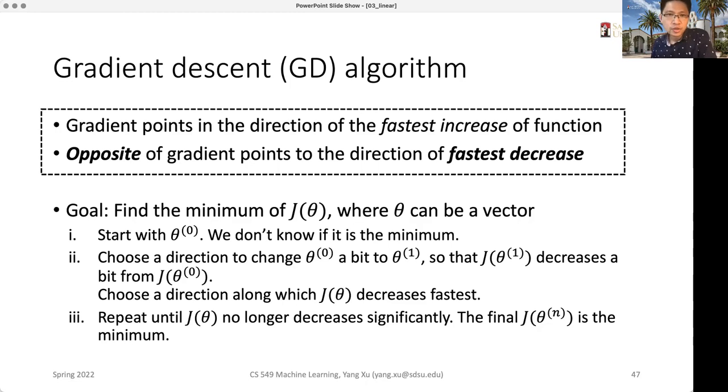Yeah. So let's continue our conversation on this gradient descent algorithm next Tuesday. And after linear regression is done, we will start our next topic, logistic regression.